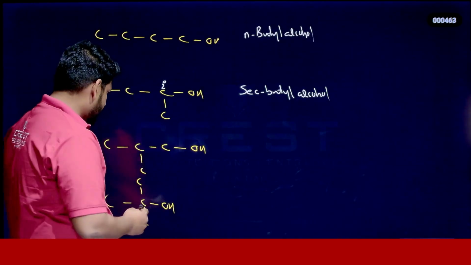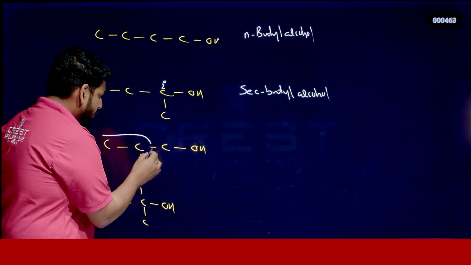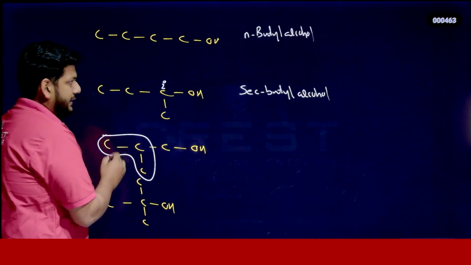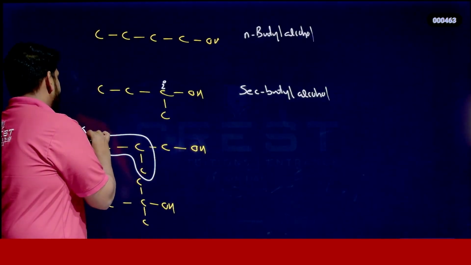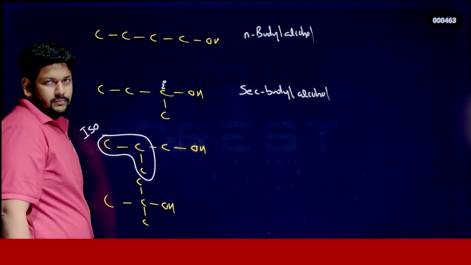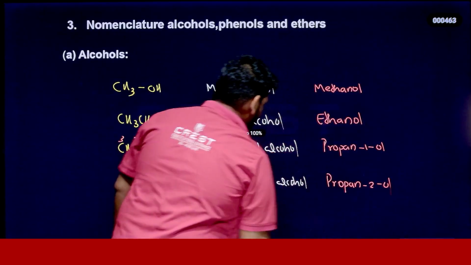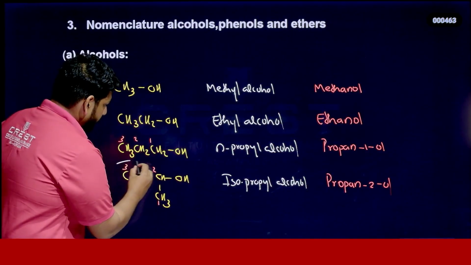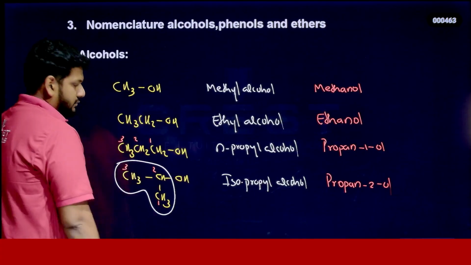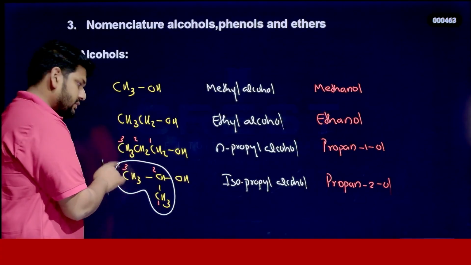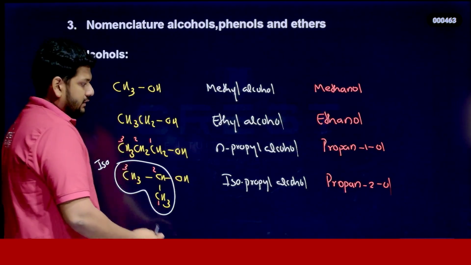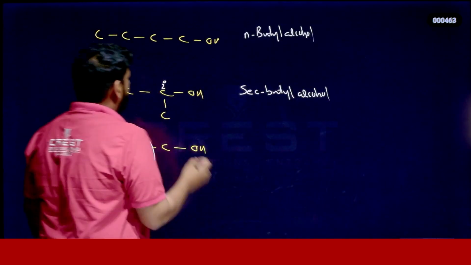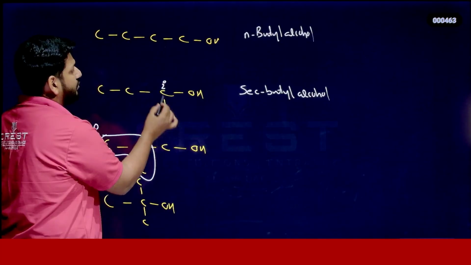Similarly, what about this one? Look here, you have a group like this. If you have a group like this, then you call it iso. In the last case also you can see that: you have a group like this at the end. Here the end is this one only, so you can call it iso. Ready? Here you cannot use that, because it is not at the end.